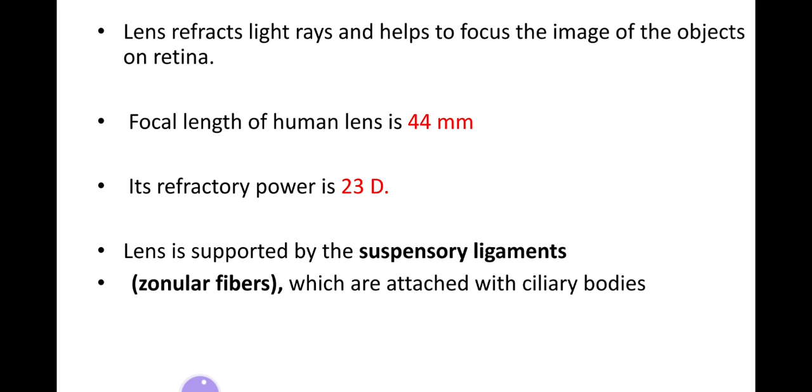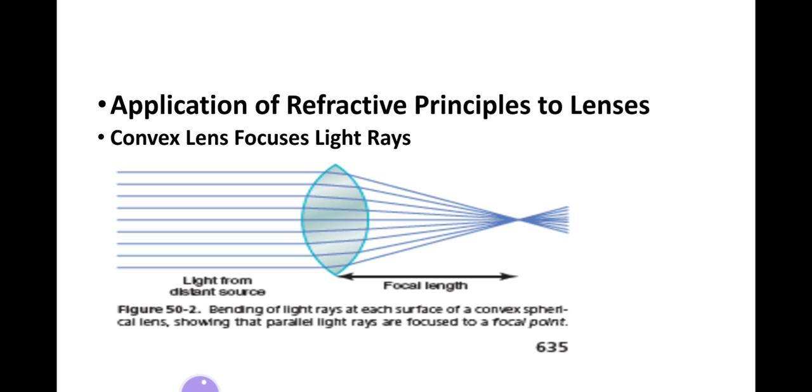What is the function of the lens? Lens basically refracts light rays and helps to focus the image of the objects on the retina. Focal length of the human lens is 44 mm. Its refractive power is measured in diopters, that is 23 diopters. It is supported by the suspensory ligaments, zonular fibers, which are attached to the ciliary bodies.